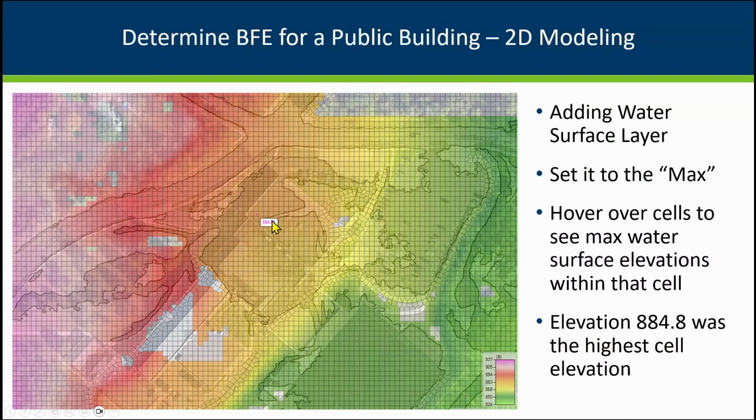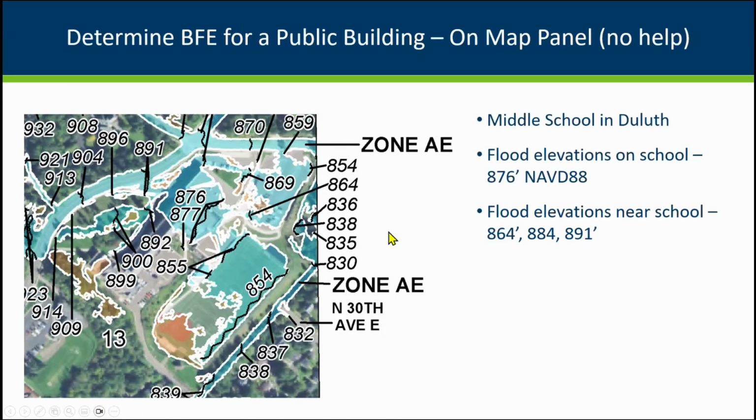and click around in the squares, hover over those squares and see what the elevation is here. So Madison helped me out and hovered around the building here and found that the highest of the BFEs on the building was this 884.8. 884 point here was that highest cell elevation. So that's what we'll use as our base flood elevation based on this 2D modeling. And again, that's much more accurate than trying to use those numbers that were here on the FEMA map.